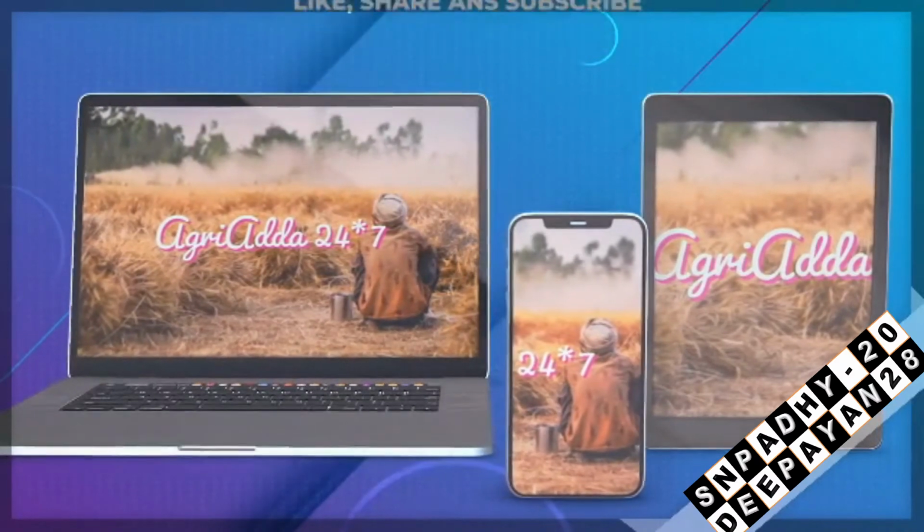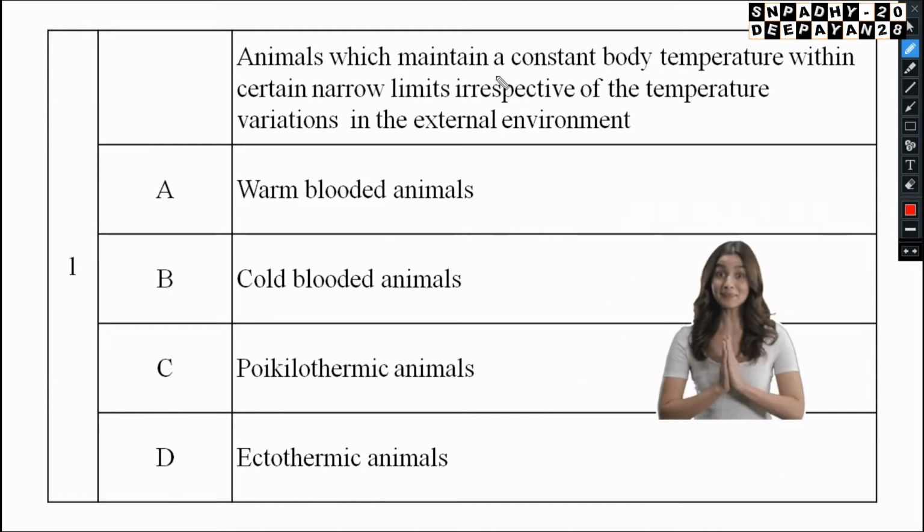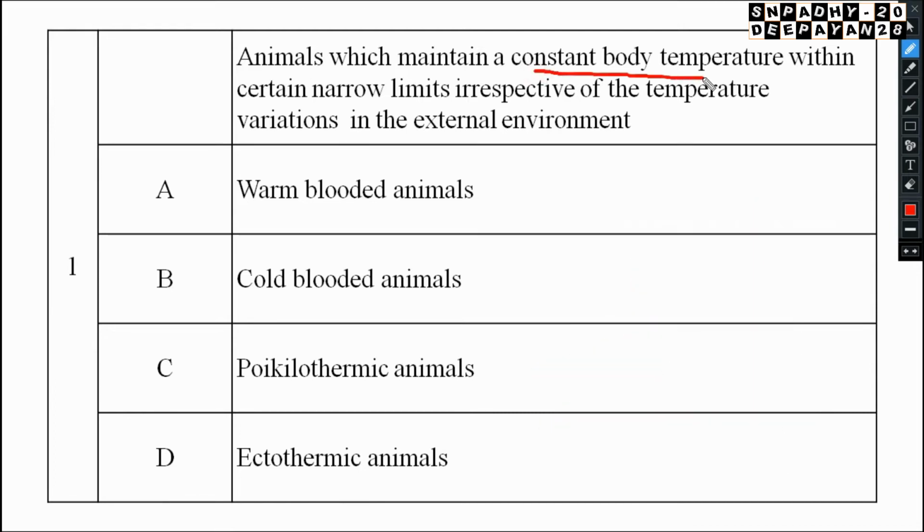Coming to the first question: animals which maintain a constant body temperature, whatever may be the surrounding temperature, within certain limits, are known as which animals? Warm blooded, cold blooded, poikilothermic or ectothermic? As you know, the answer is warm blooded animals, like mammals, bear, tiger, lion, all those things.